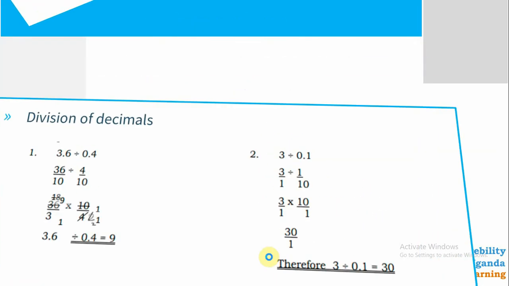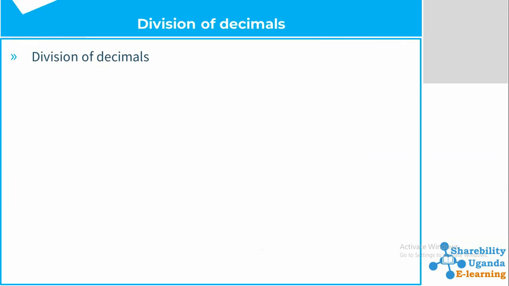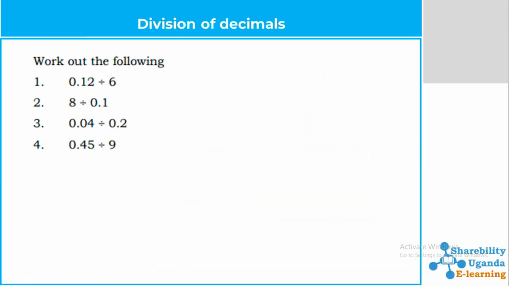So now let's try out our trial questions and we see how we can solve some of them. So now we have some of these questions. They are telling us, work out the following. So we shall say our solution number 1. I will have our 0.12 divided by 6.